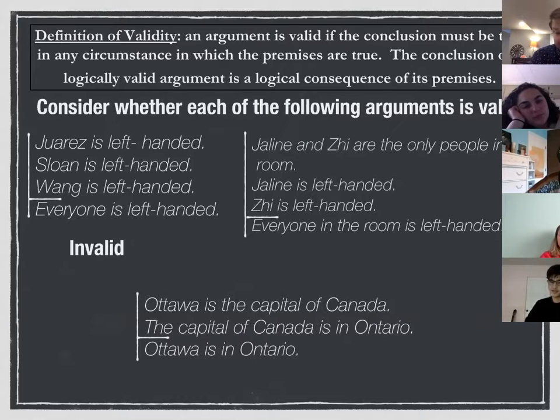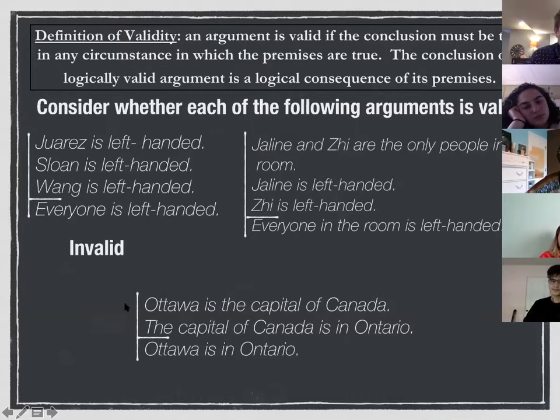Maybe everyone in this group is left-handed. Yes, we could add "everyone in this group is left-handed" to the conclusion. Or we could say there are only 3 people, right? There are only 3 people, Juarez, Sloan, and Wang. And as another premise in here.